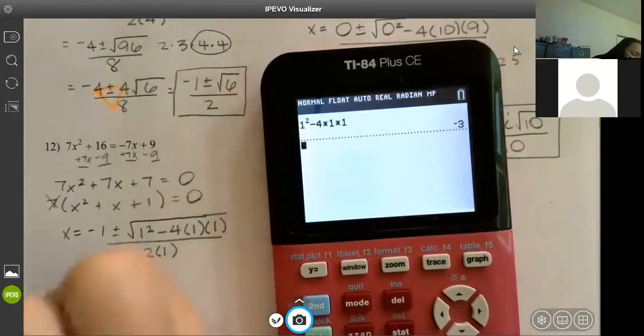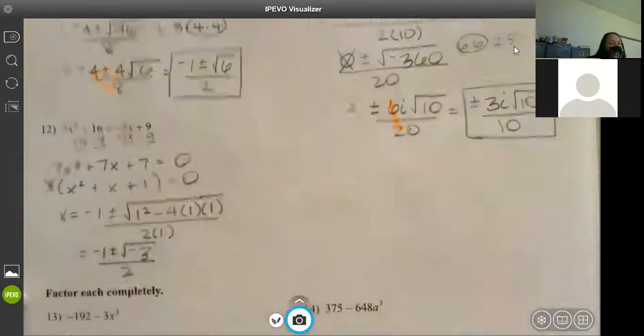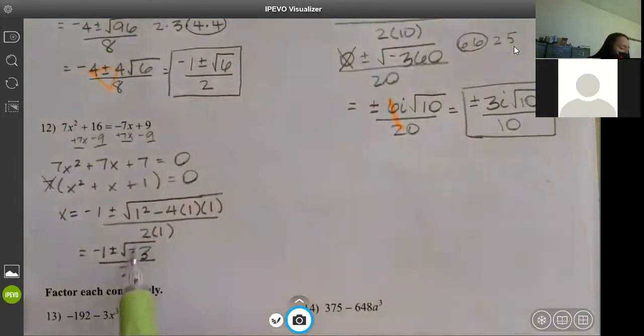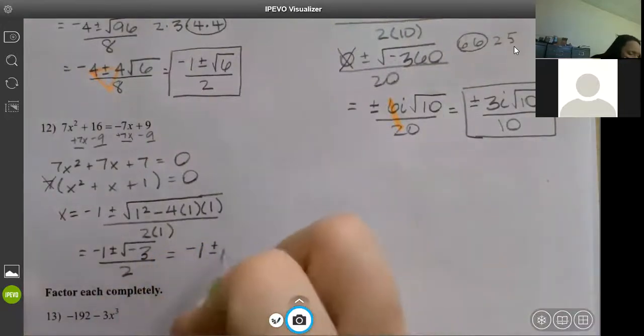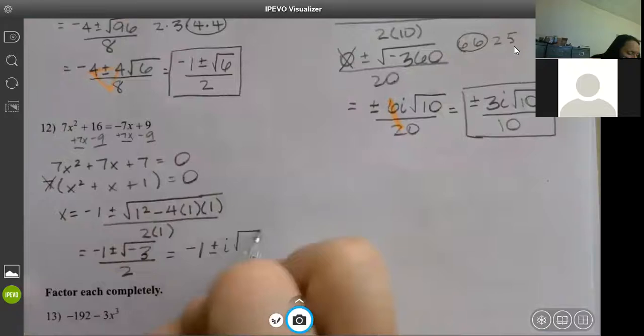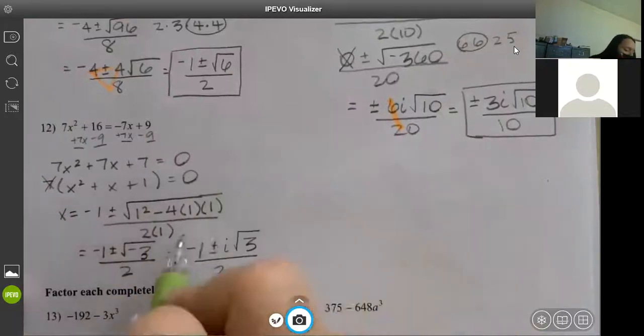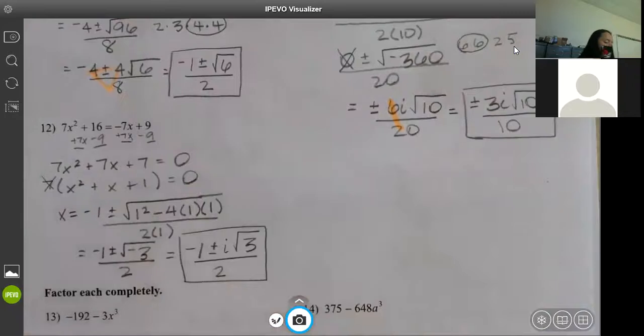Do what's under the radical. We get the square root of negative 3 over 2. 3 will not break down, but we need to take care of that negative. So we would have negative 1 plus or minus, take care of the negative with an i, square root of 3 over 2. The 3 will not break down. There's no triangle of numbers to break down. So that one's pretty quick and easy. You have to know the quadratic formula because you're about to get into that cube stuff that you did.